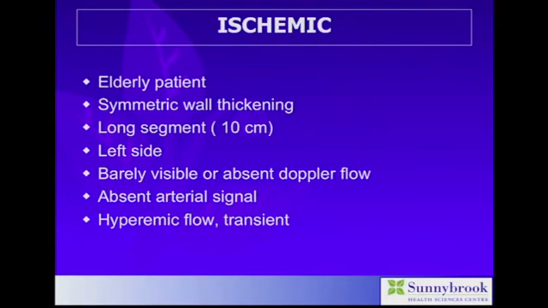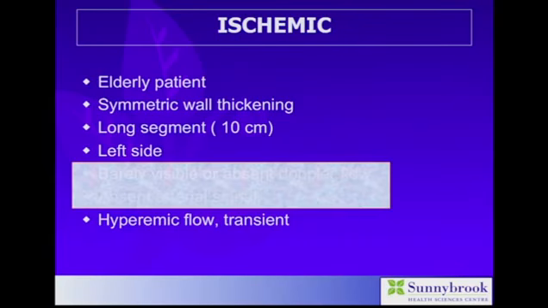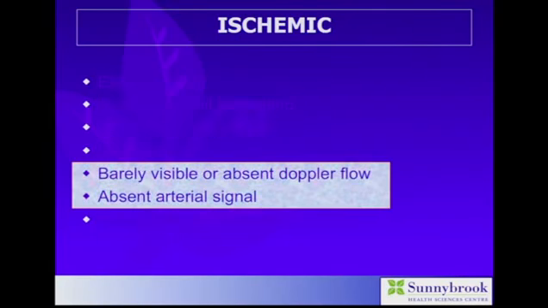Usually these are in elderly patients. They have symmetric bowel wall thickening. It involves usually the inner layers more than the outer layers. It's usually over a long segment, in contrast to malignancy, greater than 10 centimeters. It can be seen on the left side, but also on the right side. And the hallmark feature really is barely visible or absent Doppler flow, and in particular, absent arterial signal.